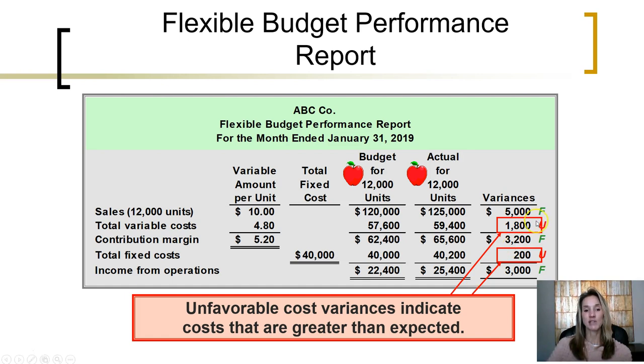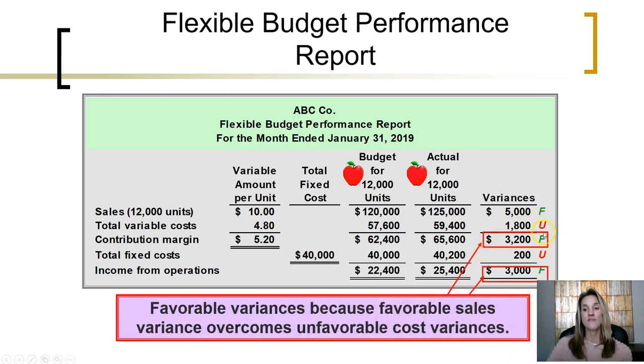Unfavorable cost variances indicate costs are greater than expected. Favorable variances indicate sales were greater than the budget, contribution margin was greater than budget, income was greater than budget, which is positive. We want those items to be greater than budget.